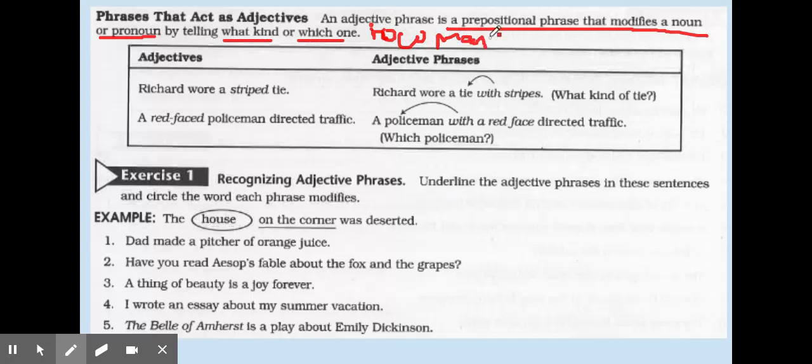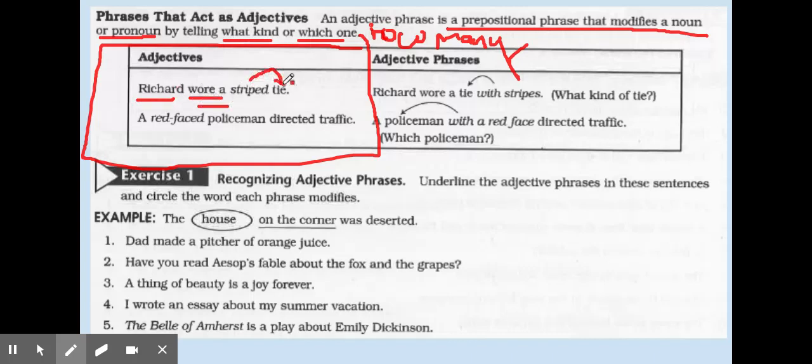And I apologize once again, I'm writing with a mouse. So right here on this side, I have 2 sentences that are just using adjectives. I've got Richard wore a striped tie, and I have a red-faced policeman directed traffic. My subject is Richard. What did he do? What did he wear? A striped what? What kind of tie? A striped tie.